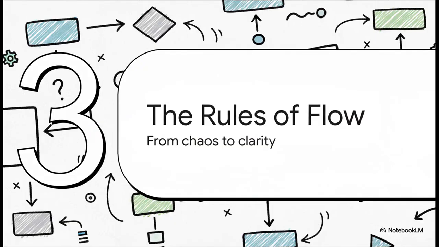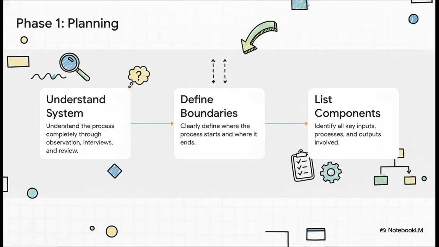But hold on, creating a great flowchart isn't just about dropping a few symbols onto a page. Nope, it's a structured process. So let's break it down into 3 simple phases that will take you from total chaos to absolute clarity. First up, planning your route. And let me tell you, this is the most crucial phase of all.